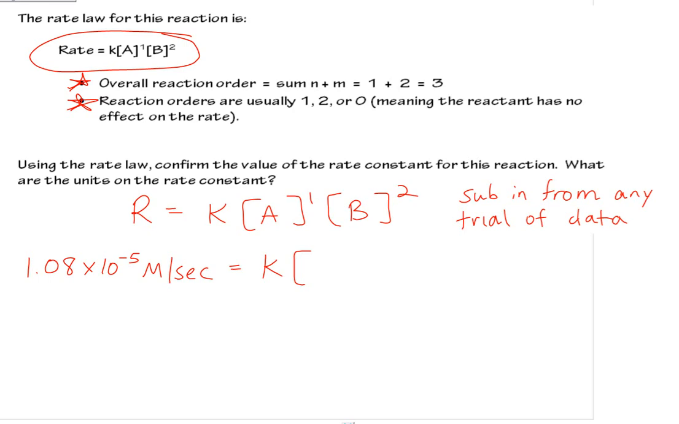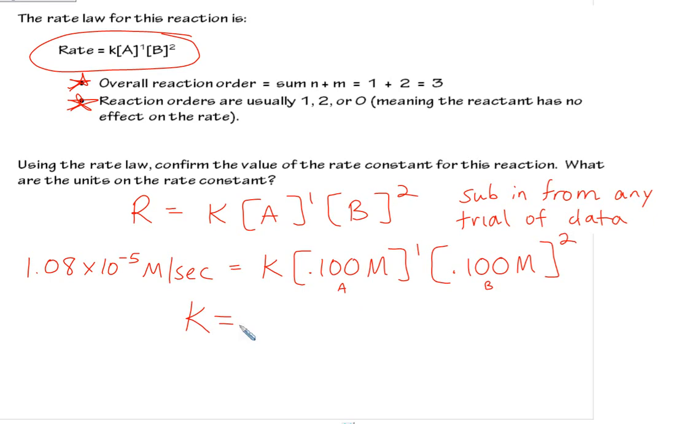All right, so I got 0.1. That's going to the first. 0.1 for B. That's going to the second. I'll put that in there. This was B, this was A. All right, so let's plug it in our calculator and solve for K.